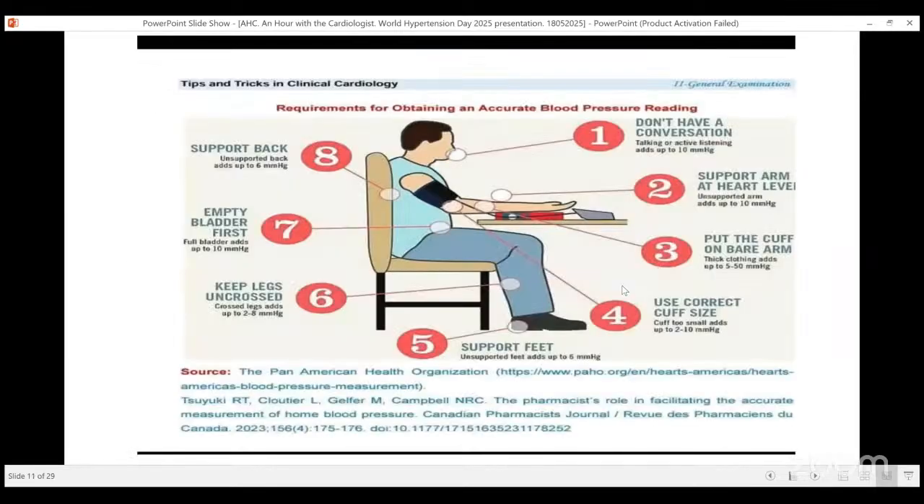All right. So how do you measure your blood pressure accurately? Because it is extremely important. If you don't measure it accurately, you will get a wrong figure and that can mislead you. Sit well in a quiet place. And while seated, please don't converse. No conversation whatsoever.